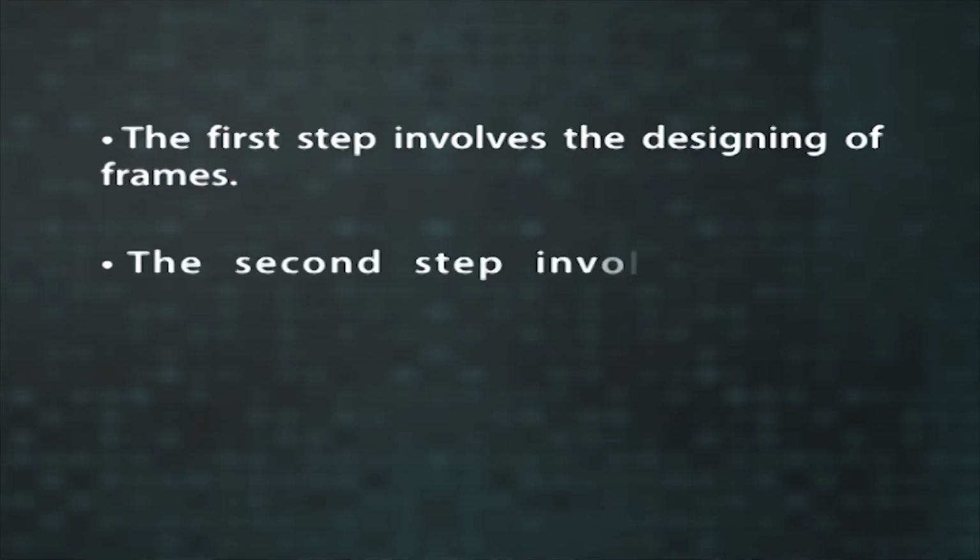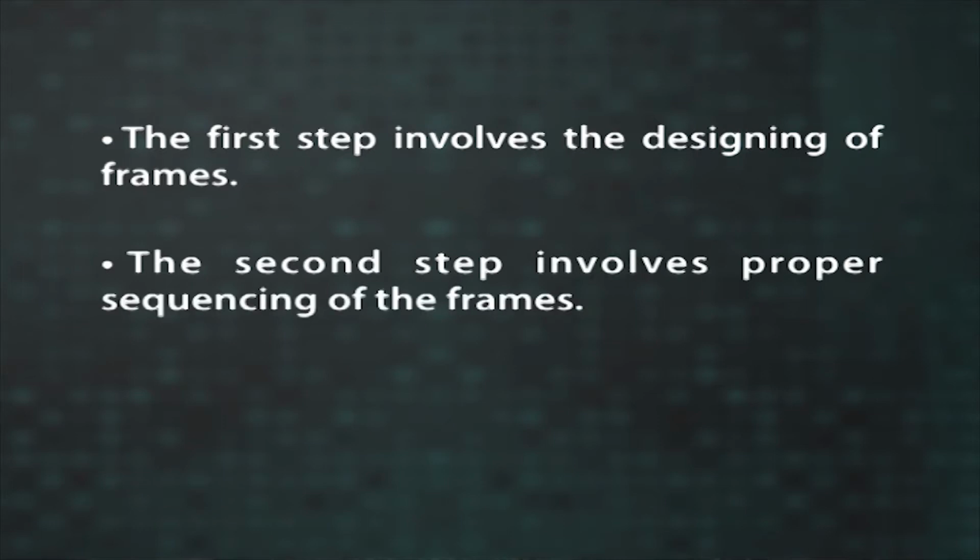The first step involves the designing of frames. Here, the programmer should use special techniques like priming and prompting to help students respond correctly to the questions and proceed successfully from one frame to another. The second step involves proper sequencing of the frames. Here, the programmer has to arrange the frames systematically in a logical order. Proper sequencing of frames leads students from their entry behavior to the terminal behavior. The frames are sequenced and ordered using logical and psychological principles.